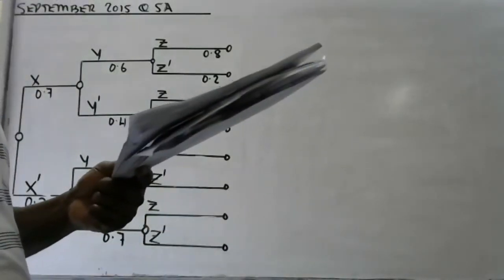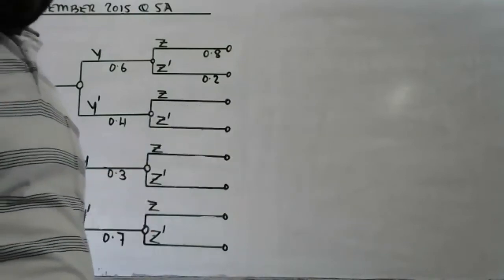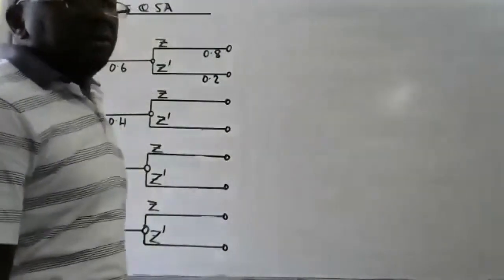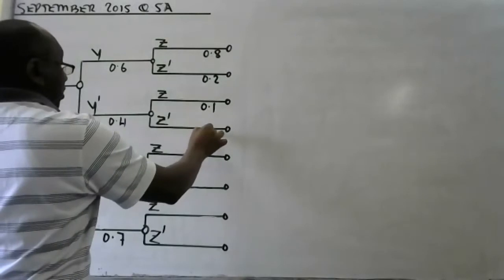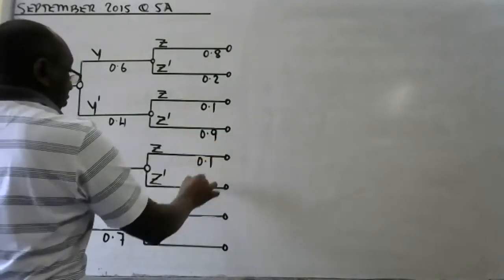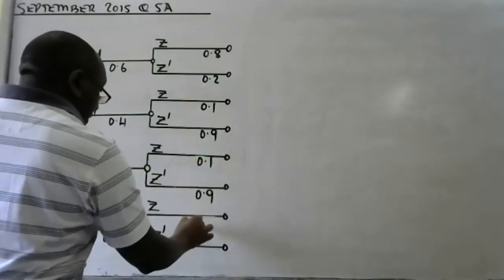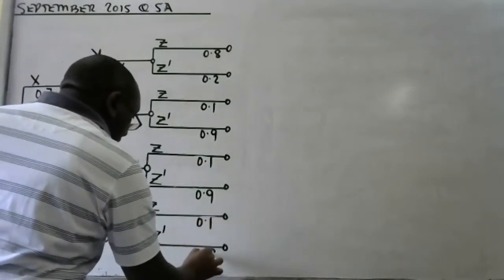Otherwise, it is 1 out of 10. The one otherwise means everywhere else. 1 out of 10 is 0.1. So this is 0.1 here, and this is 0.9. 0.1, 0.9.